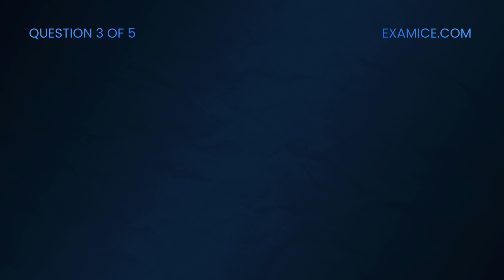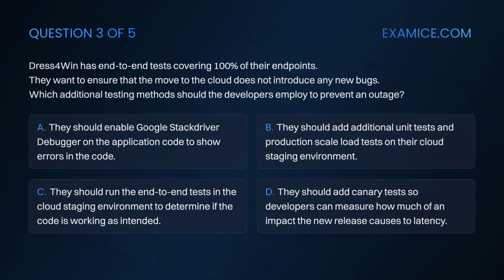Question 3. Dress4Win has end-to-end tests covering 100% of their endpoints. They want to ensure that the move to the cloud does not introduce any new bugs. Which additional testing methods should the developers employ to prevent an outage? Option A, they should enable Google Stackdriver Debugger on the application code to show errors in the code. Option B, they should add additional unit tests and production scale load tests on their cloud staging environment.